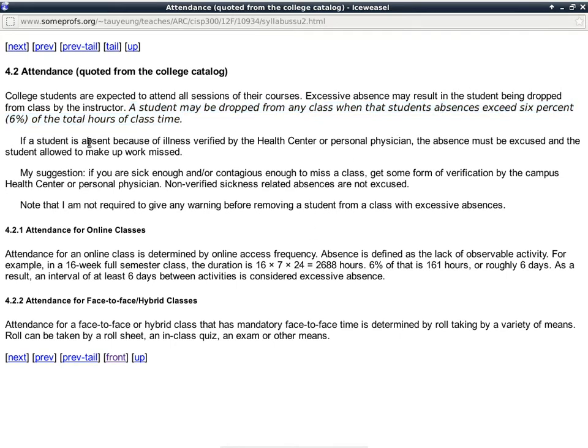If a student is absent because of illness verified by the health center or personal physician, the absence also must be excused, and the student will be allowed to make up the work, but only up to a certain point. Okay, only up to a certain point.